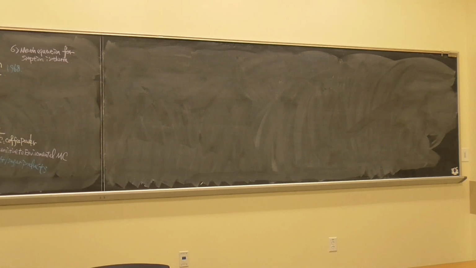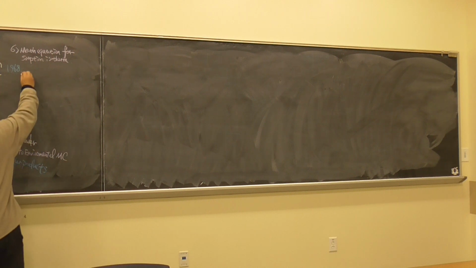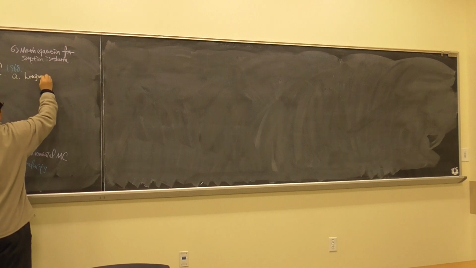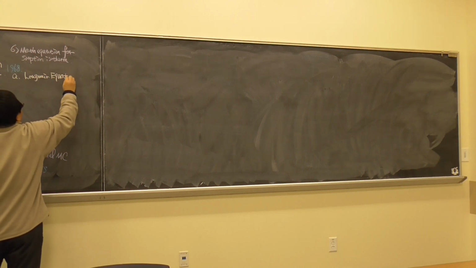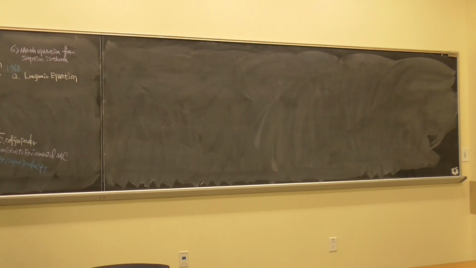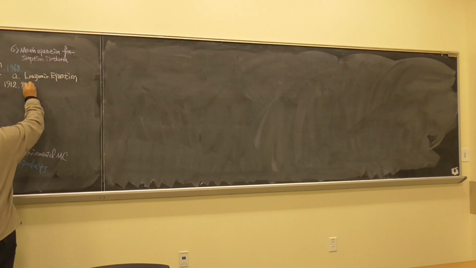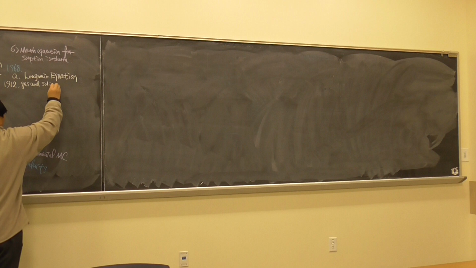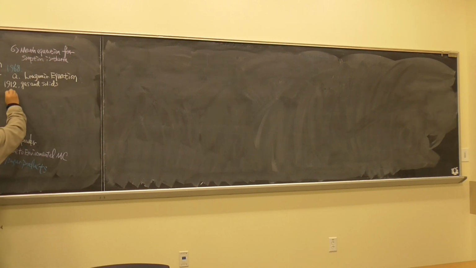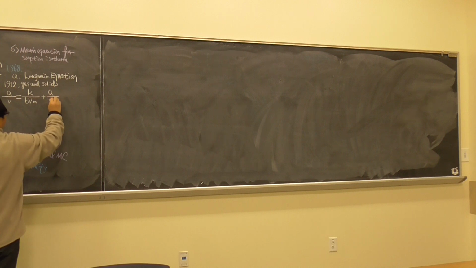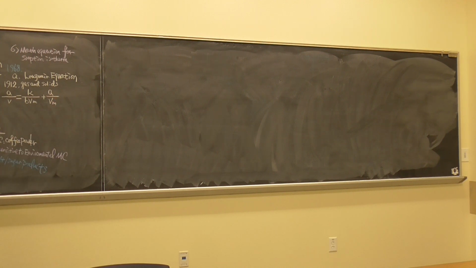So the first equation we want to introduce to you is called the Langmuir equation. This Langmuir equation was created in 1912. Very old. It is from gas and solids. So what does the equation look like? A divided by V equals K divided by B Vn plus A Vn. That's the equation. What does this mean? What does A mean? Water activity. What does V mean?